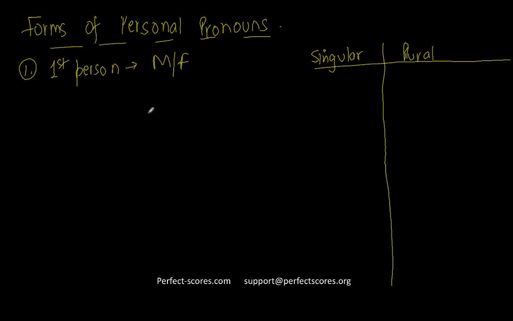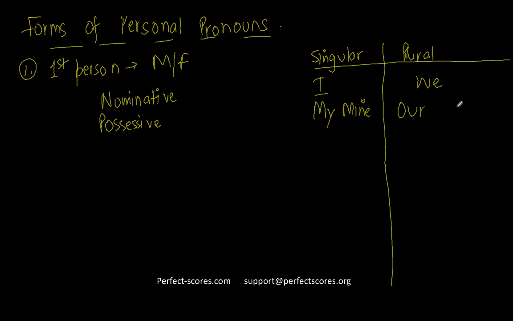Alright, under first person, masculine or feminine, there are three kinds of personal pronouns. One is nominative. For example, I or we, the person who is speaking is referring to himself or themselves. I am doing this. Then there is another form which is possessive. So that would be my. This is my book. Or this book is mine. This is our book. This book is ours. And the third kind, so let me label this A, B, and C, is accusative.